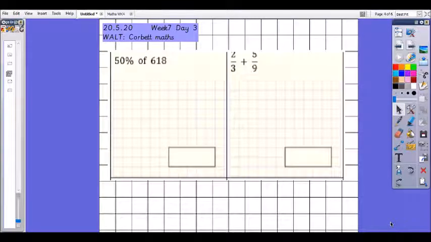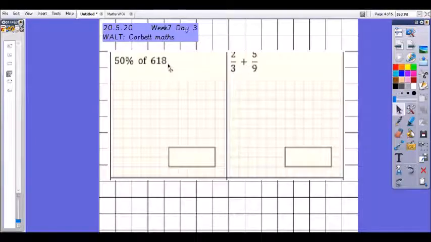After the angle section on week 7, day 3, there is a section that follows that is from Corbett Maths, and it is testing a range of skills that we have been looking at this year. The first thing the Corbett Maths section is asking us to do is find 50% of 618.